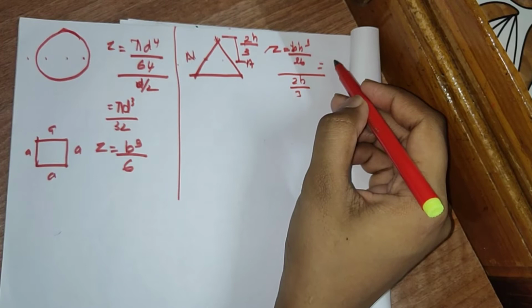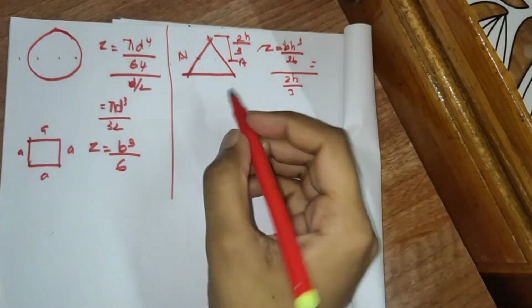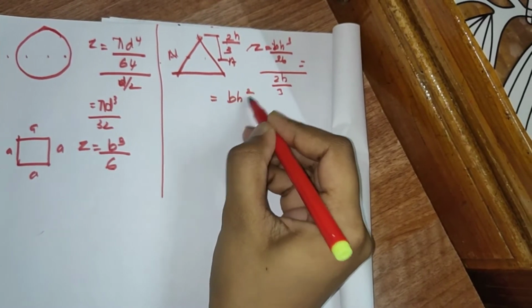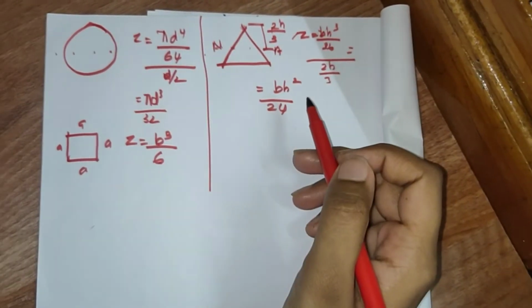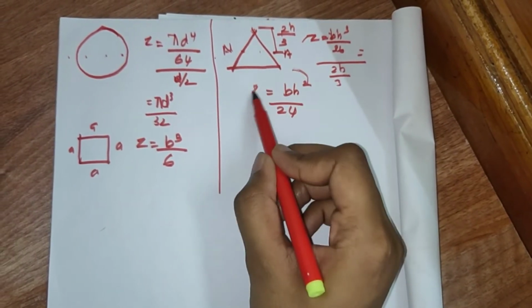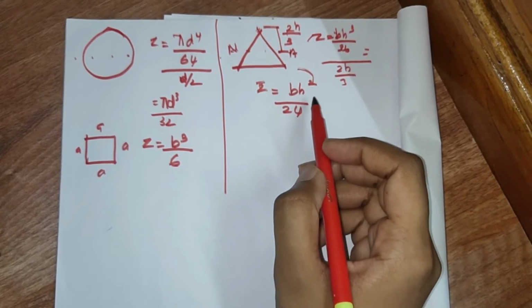So what we will be getting is Z equal to bh square divided by 24. So bh square divided by 24. Okay, so this is set for the triangle.